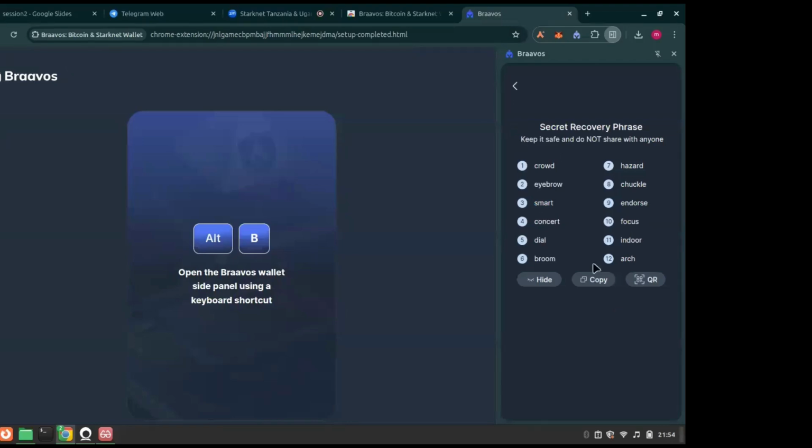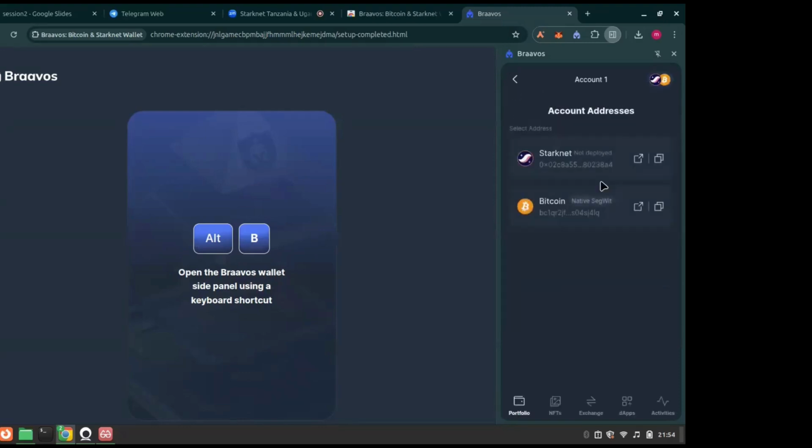This is a seed phrase. There are 12 keywords, and once you forget your password, you are required to copy this and store them carefully. So once you forget your password, you will need this to retrieve your account.